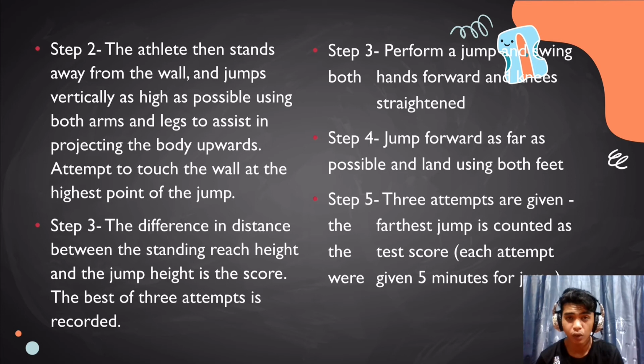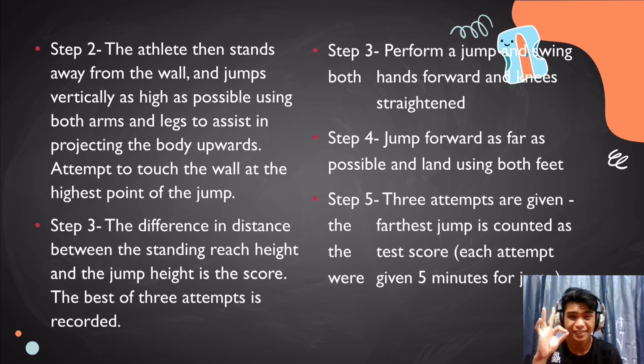Step 3, or the last step, is the difference in distance between the standing reach height and the jump height is the score. The best of 3 attempts is recorded. I hope you understand the step by step of the vertical jump test.